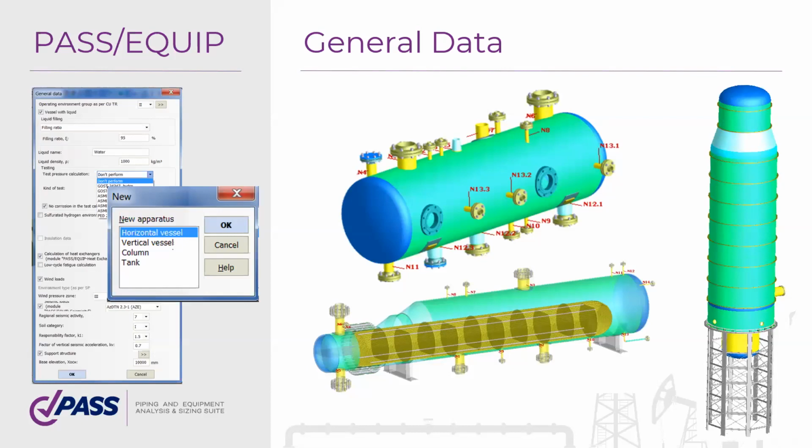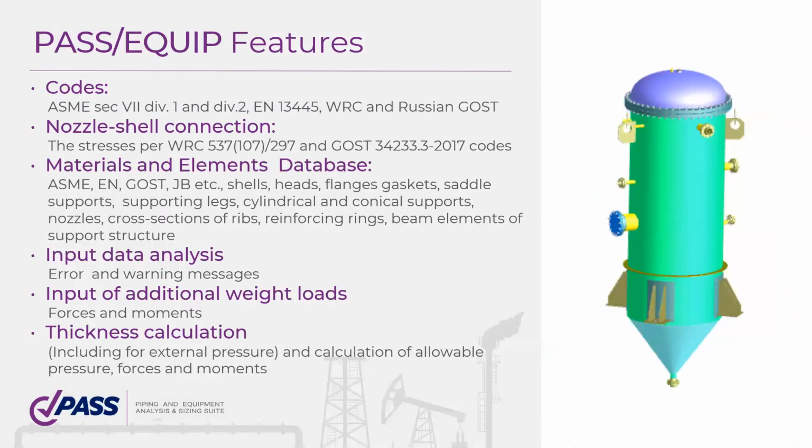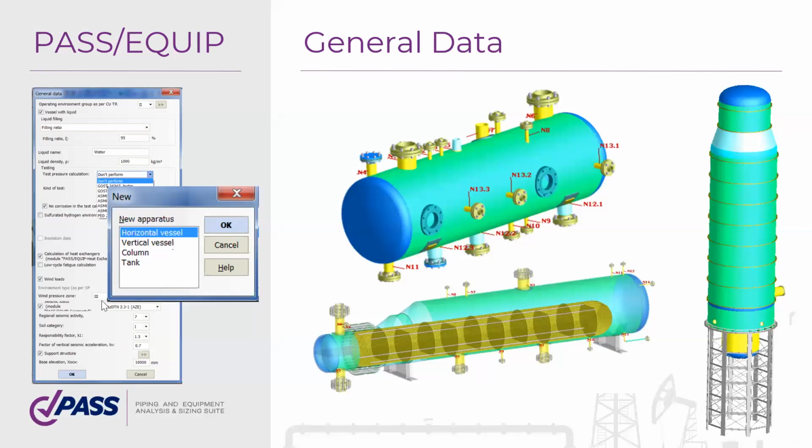Okay, so when you define any type of equipment for analysis in PAS Equip, you first need to define some general data. The general data will include type of analyzed vessel, and also what kind of analysis you need to do, according to which code, for example, and some basic environment parameters. And do you want to analyze seismic loads, wind loads, and so on? So we can do practically everything.